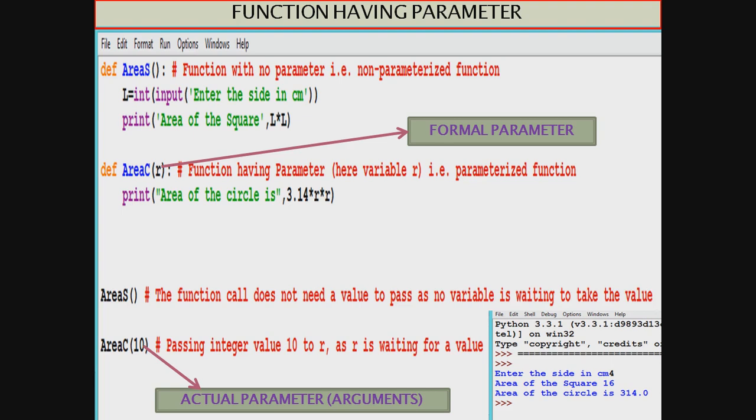Now students, you can well notice that area S has nothing in its parenthesis, that is opening bracket, closing bracket, while it is being defined. But when you see the area C function, it has a parameter. The parameter is R. So students, you can well see the difference. Area S has no parameter. Area C has one parameter.